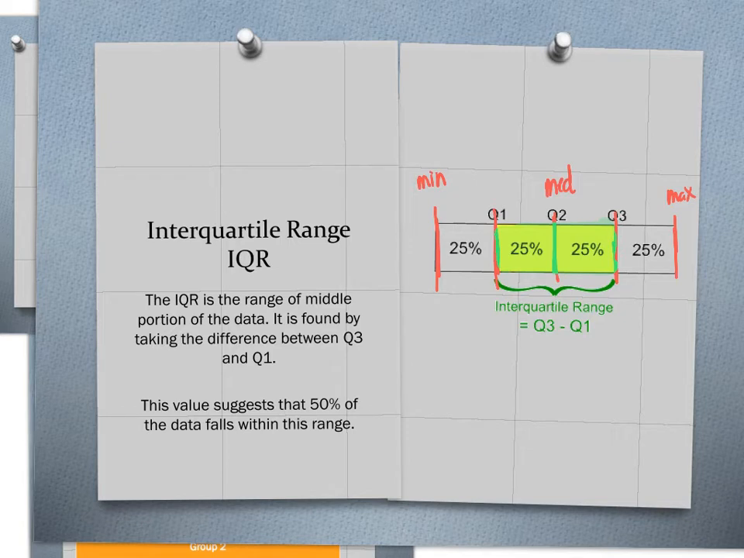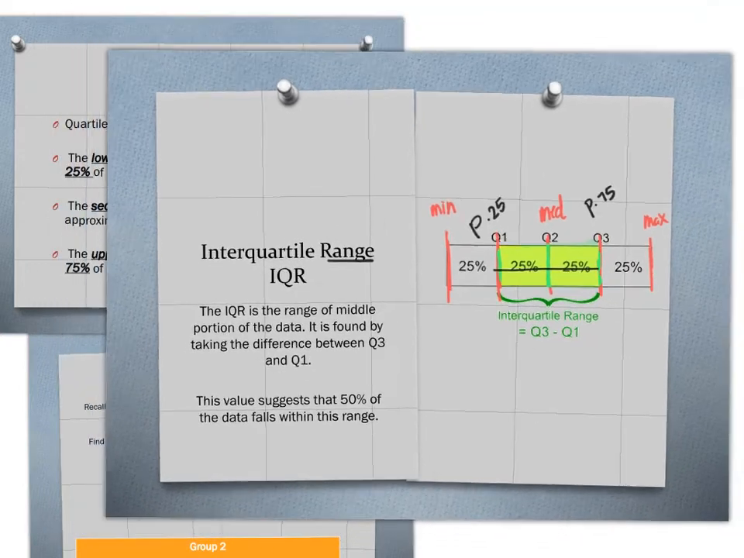Well, we know Q1 is P of 0.25, and this is P of 0.75 for Q3. So we know how to find this from the percentile videos. We should be able to find Q1 and Q3, and then remember, this is a range. Because it's a range, we want to measure the distance from these two values to get that value. So let's do an example.